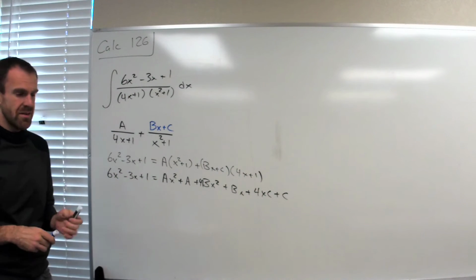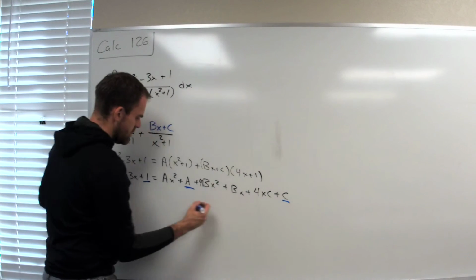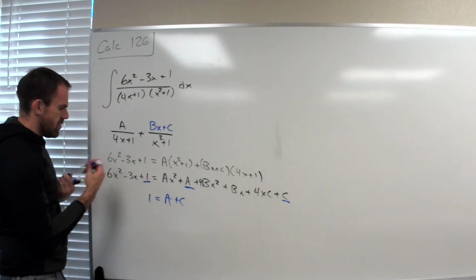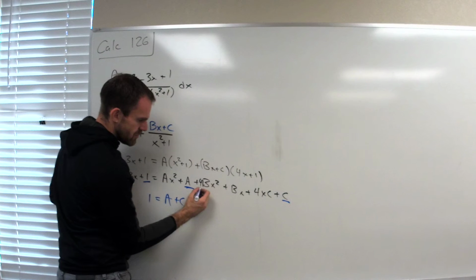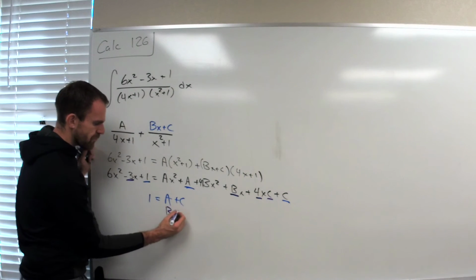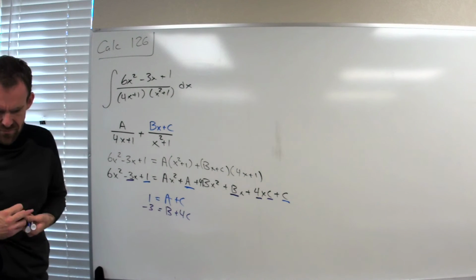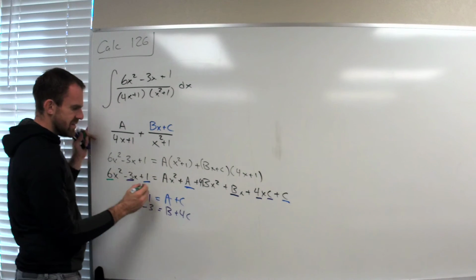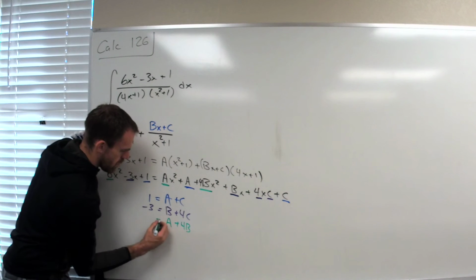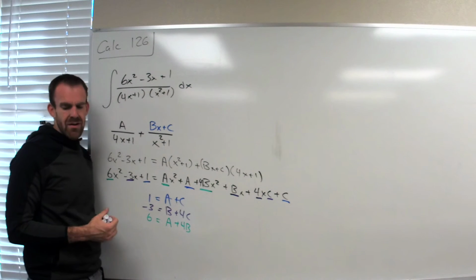Now I'm going to collect all the linear terms or the constant terms. So it looks like 1 equals a plus c. Negative 3 will equal all the x terms. So it looks like I have b plus 4c. And I have 6 equals a plus 4b. From there, you can solve and then compute your integral.